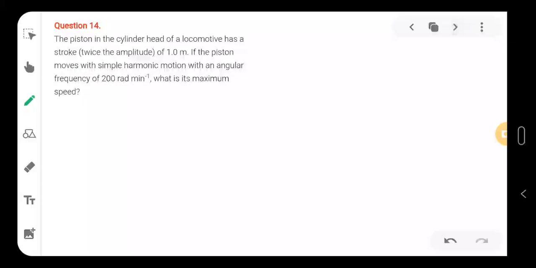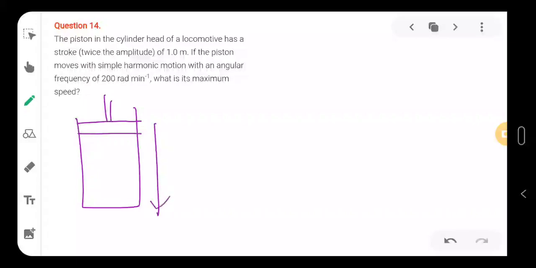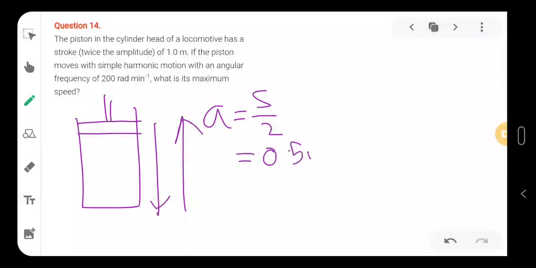Going to the next one, the piston in the cylinder head of a locomotive has a stroke. So what is a stroke? Stroke means from here, this is the piston, it will come and again it will go. This is called one stroke, and that is 1 meter. It is written here twice the amplitude. So if the stroke is 1 meter, the amplitude will be half of the stroke, so that will be 1 meter by 2, that is 0.5 meter.